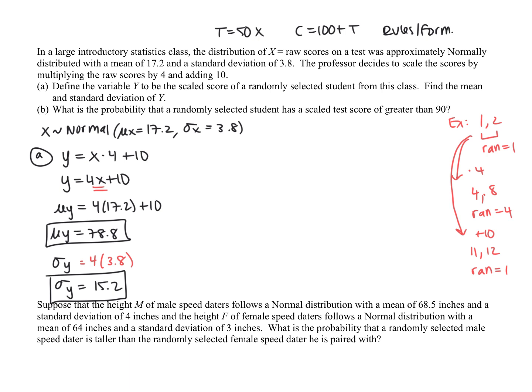Okay, so then in B, what is the probability that a randomly selected student has a scaled test score of greater than 90? So we're looking for the probability that y is greater than 90. What do we know about y? Well, we know the mean, the standard deviation. What else?